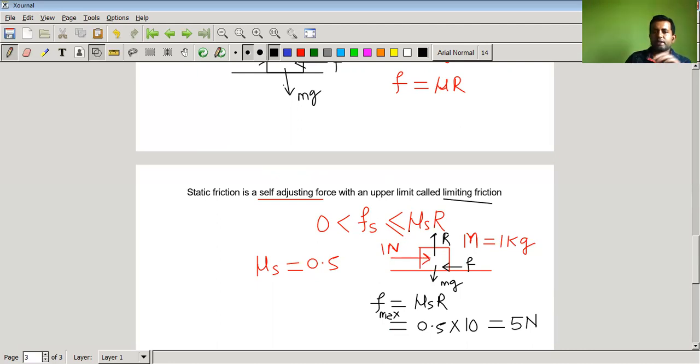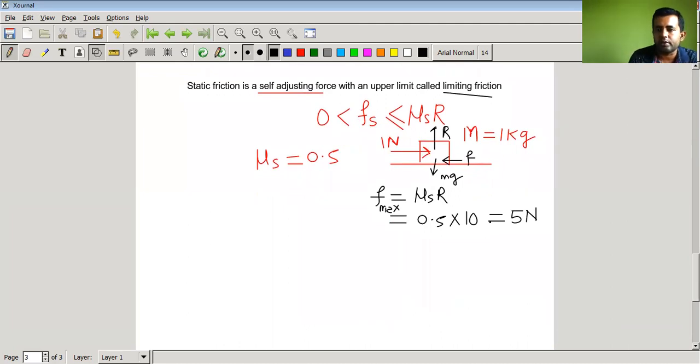Let me repeat it once more. Static friction is a self-adjusting force with an upper limit called limiting friction. The whole statement is written like this: the friction can have a value more than 0 and a maximum value equal to mu s into R. So in this case, when I'm applying 1 Newton force on this block, and we calculate whether it will move or not, first we find the maximum value of static friction, and it turns out to be 5 Newton. That means when I apply 1 Newton force, the friction will adjust its value to 1 Newton. In the same way, if I apply 2 Newton force, friction will adjust its value up to 2 Newton.